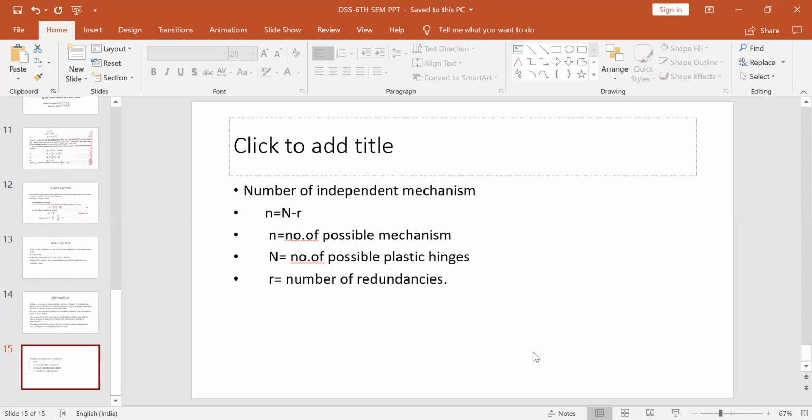For a cantilever it is 0. For a propped cantilever it is 1. For a simply supported beam it is a determinate structure. So like that you have to find what the redundancy is. Then if you know the number of plastic hinges and the number of redundancies, you find the number of mechanisms. That means if n is 2, a minimum of 2 mechanisms will be required for the failure. You cannot go with 1 mechanism.